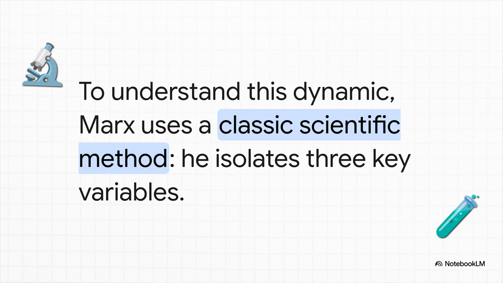To figure this out, Marx does what any good scientist or analyst would do. He isolates his variables. He looks at three key factors, what we're calling levers, one at a time, holding the other two constant to see the pure effect of each one.